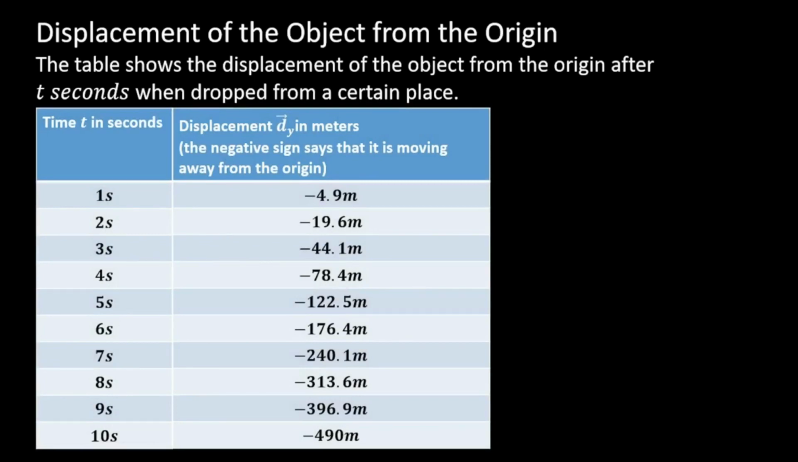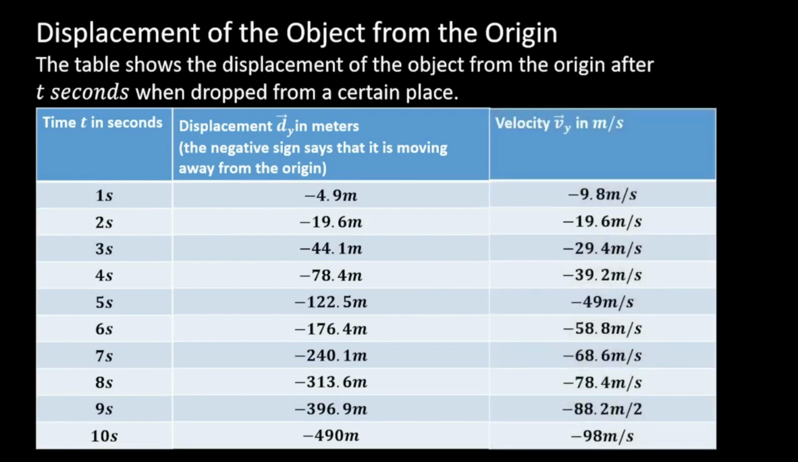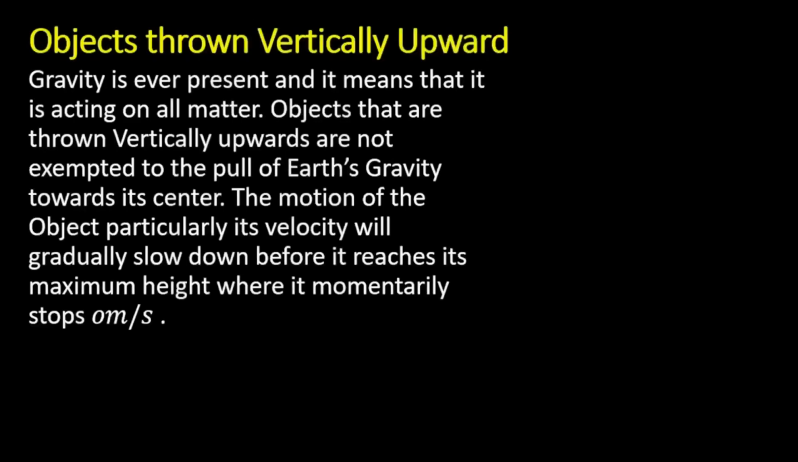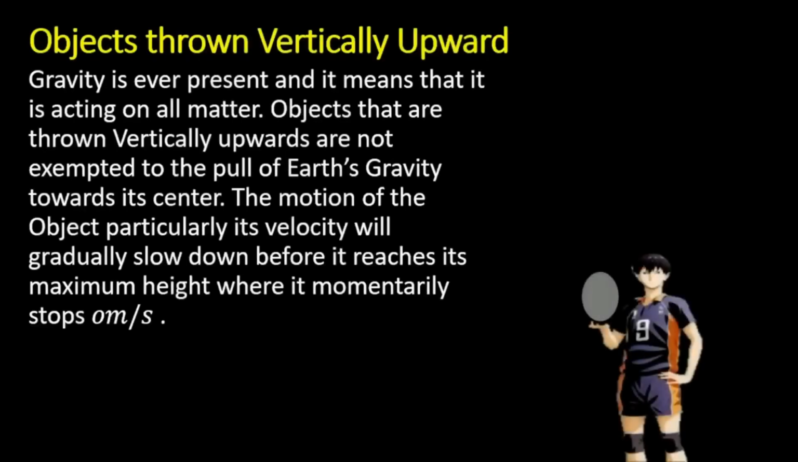In the third column, each row reveals the value of the velocity along the y-axis in meters per second. Gravity is ever present, and it means that it is acting on all matter. Objects that are thrown vertically upwards are not exempted from the pull of Earth's gravity towards its center. The motion of the object, particularly its velocity, will gradually slow down before it reaches its maximum height, where it momentarily stops at 0 meters per second.